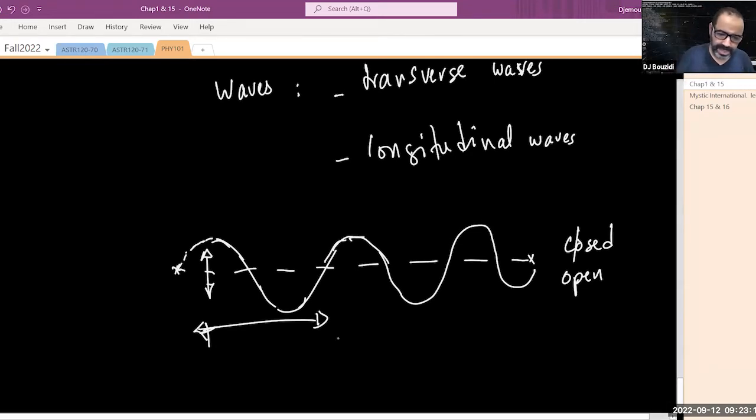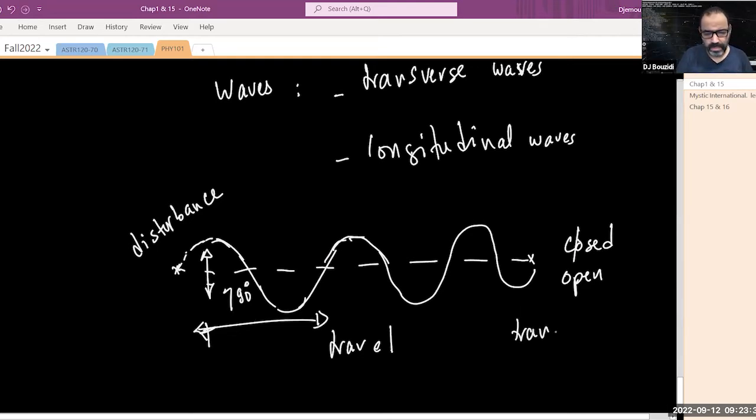So now, this is the direction of travel, and this is the direction of the wave, the disturbance itself, or the oscillation. Both of them are perpendicular, as you can clearly see. They form a 90-degree angle between them. So this is called a transverse wave. Transverse meaning normal, meaning perpendicular. So the shape for it is like this.